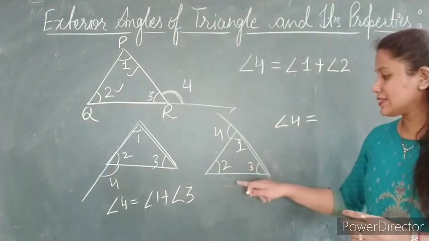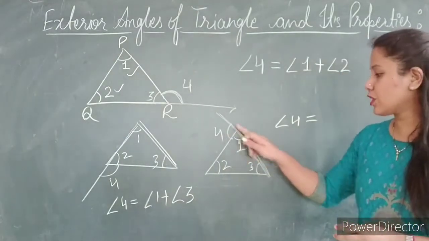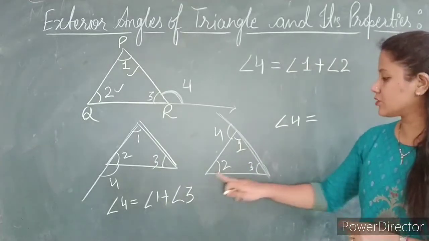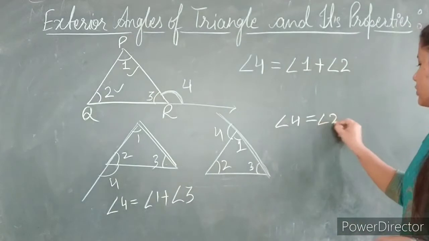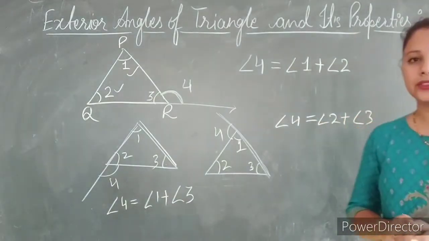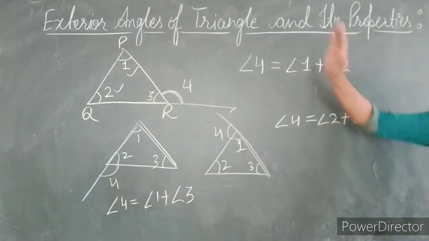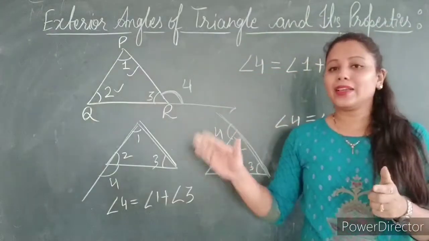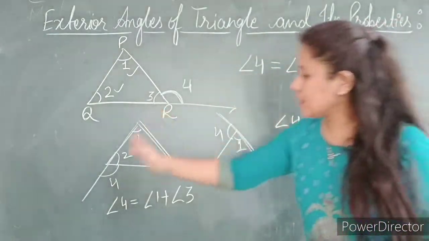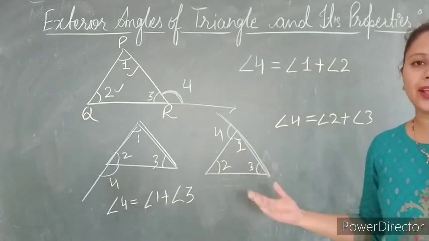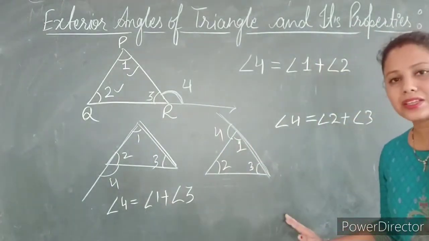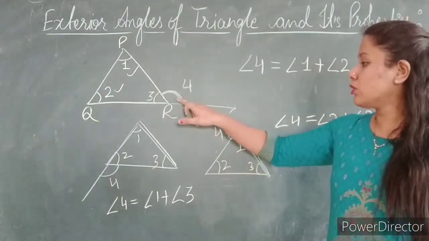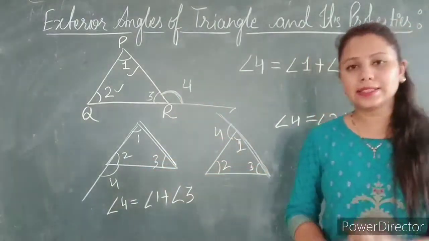Angle 4 ke opposite side hai aapki this one. Isme two angles form ho rahe hain, angle 2 and angle 3. So angle 4 is equal to angle 2 plus angle 3. Clear? So exterior angle aapko kisi bhi ek side ko agar extend karte hain, kisi bhi direction mein, agar aap isko upar ki jagah neeche extend karna chahte hain, aap neeche bhi kar sakte hain. Phir jo angle form hota hai, that is your exterior angle.